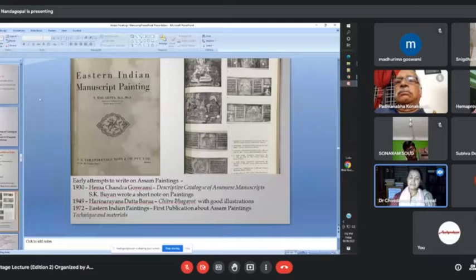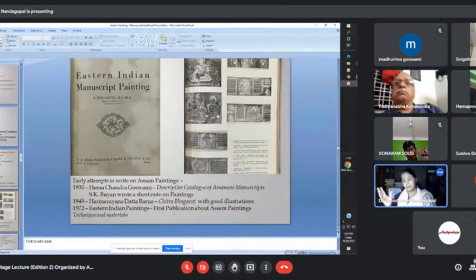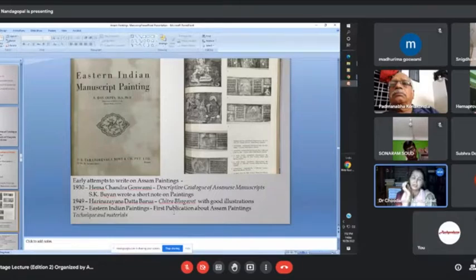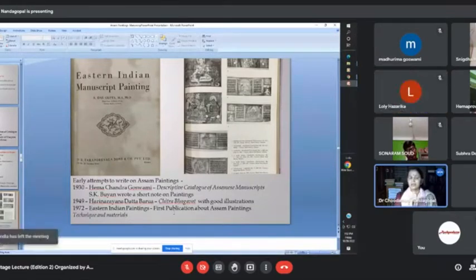Then in 1972, this book that you are seeing here, Eastern Indian Painting, was the first publication about Assam paintings. Internationally, it has been used. Some of the plates were used in this book, and it also talks in detail about technique and materials. So for anybody even today to study Eastern Indian paintings, this is the book. Everyone has to study it. It's available even now.